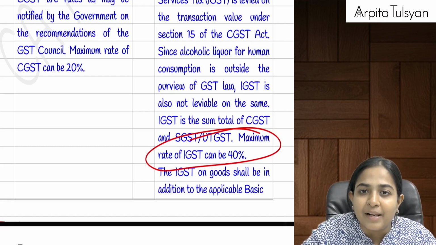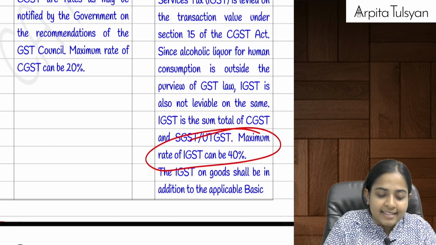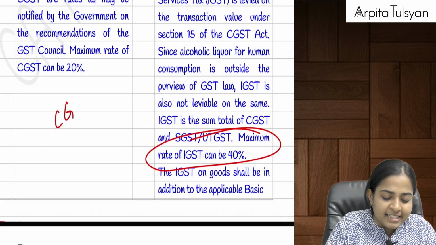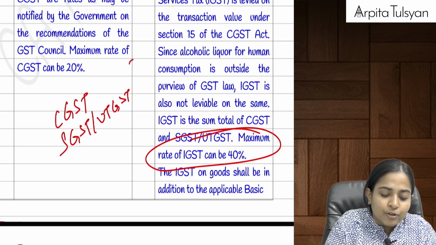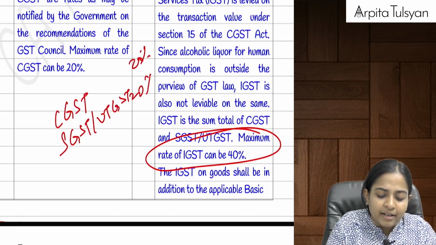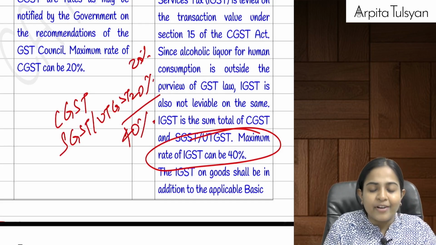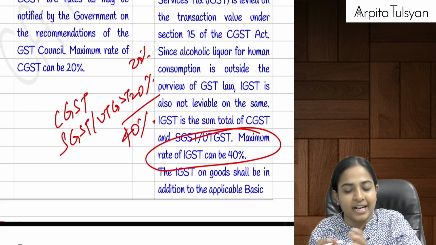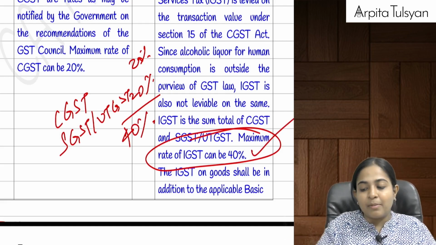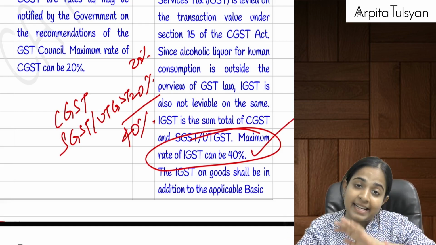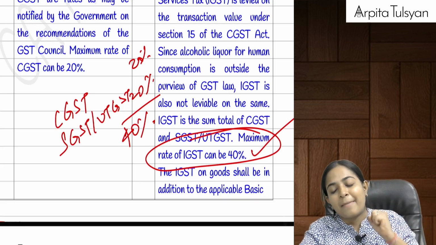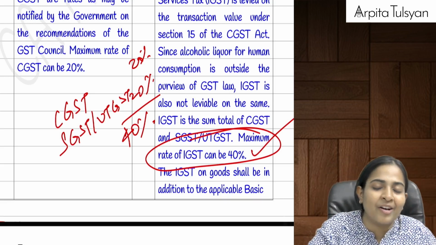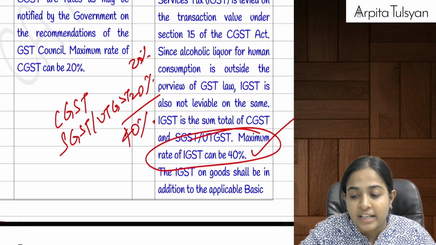Why double? When it is an intrastate supply, CGST and SGST or UTGST is applicable, so this is 20 and 20 individually. The total is anyway going to come to 40%, which is charged under IGST. So the IGST rate will be maximum 40%. It is less than that, but the section provides that the maximum rate of IGST that can be notified on any particular product is 40%.